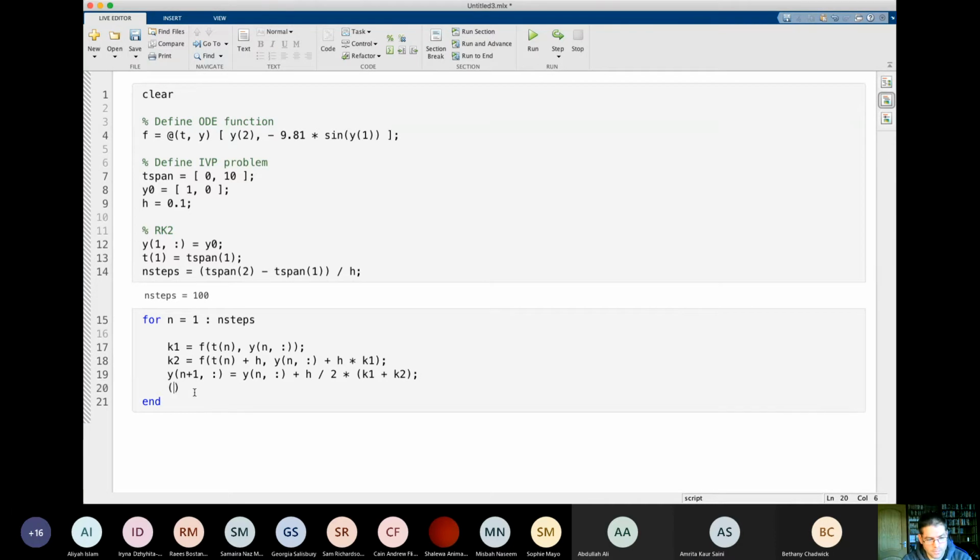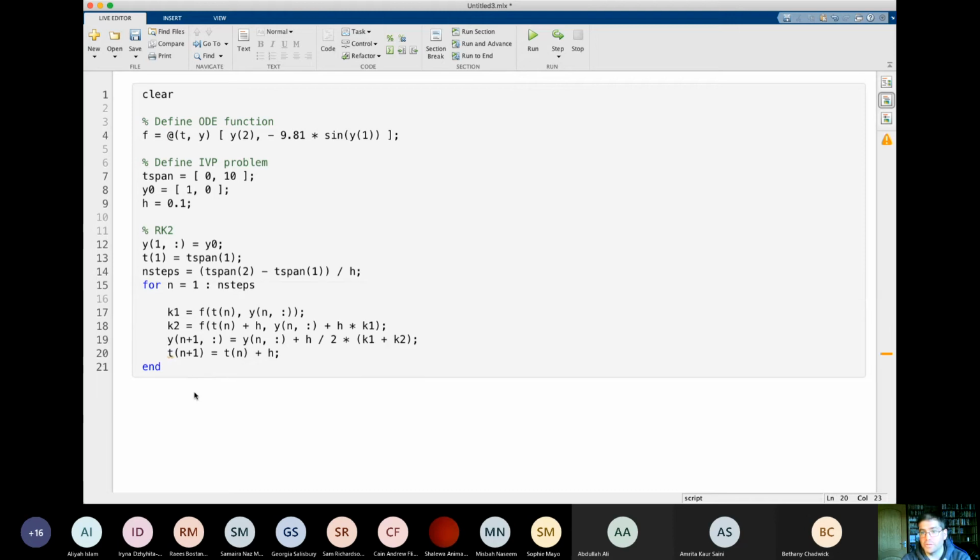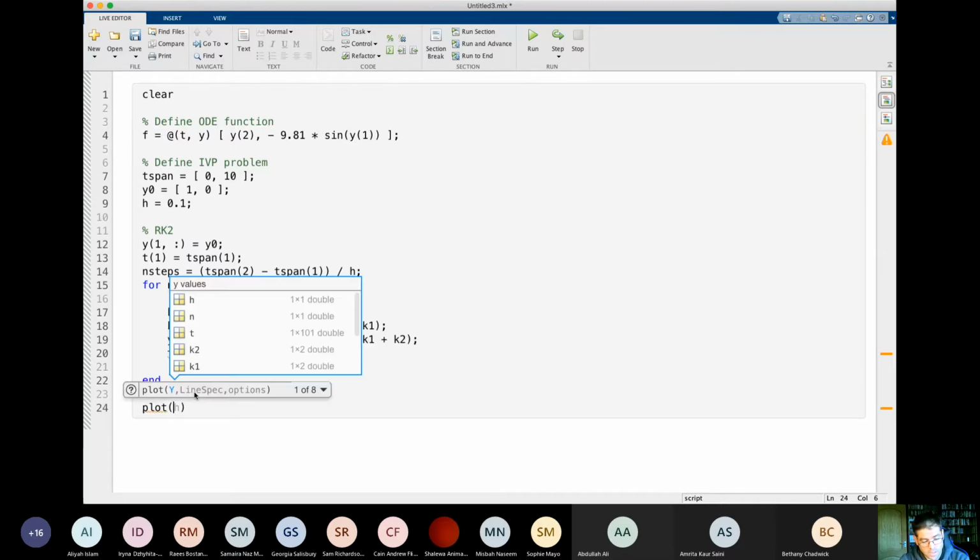So going back to the code, increment t by h. Okay, let's just see. I'm going to press run on that, see if it works. It's not shouted at me. It's not giving me any scary red values. I'm going to leave it at that. So let's plot the solution.